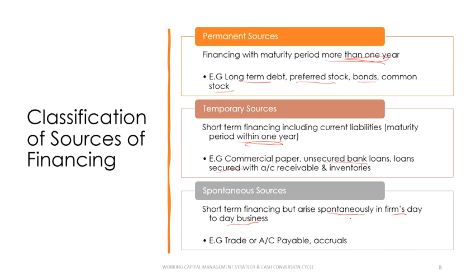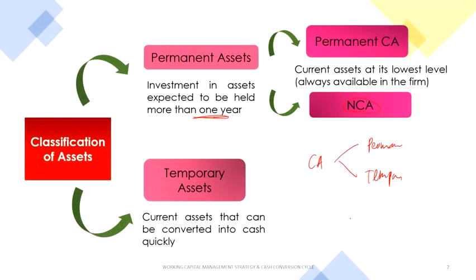Okay. So, inilah 3.1. Introduction to working capital. Next kita akan go to 3.2. Kita nak tahu alternative working capital financing policies. Untuk kita tahu 3.2 ni, you kena faham ni lah. Sources ni permanent sources, temporary sources, spontaneous sources, and permanent asset, temporary assets. Okay. So now let's move to the 3.2.